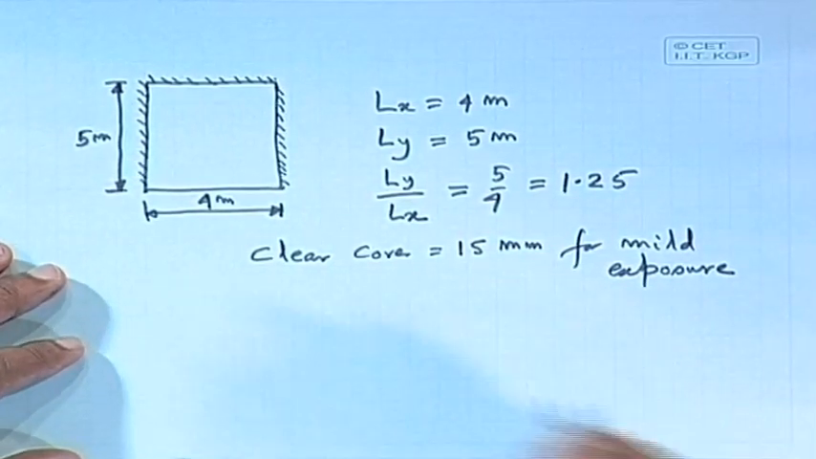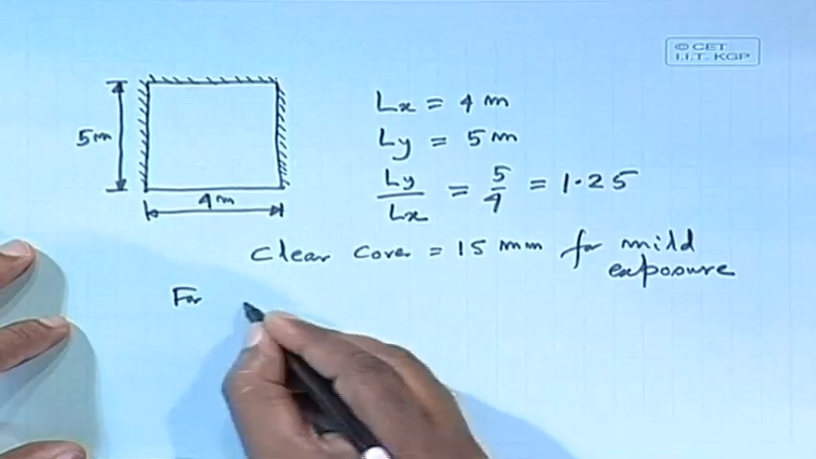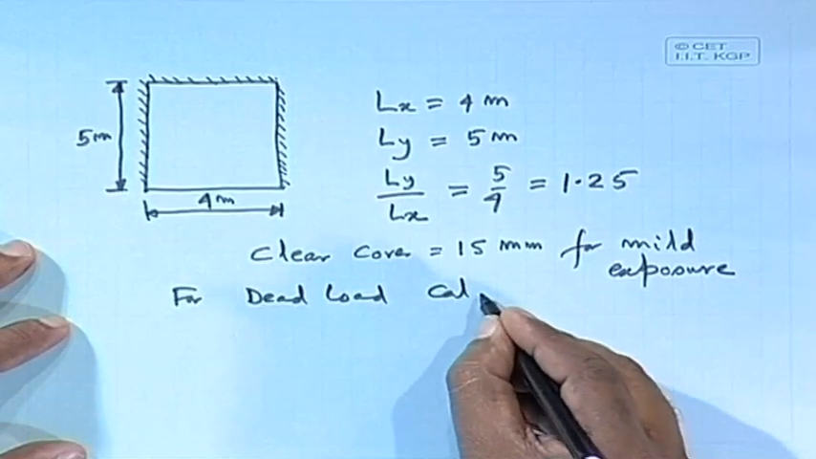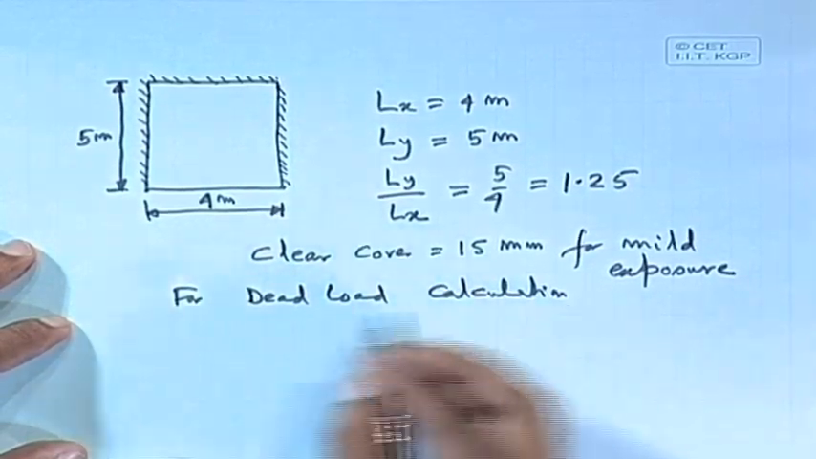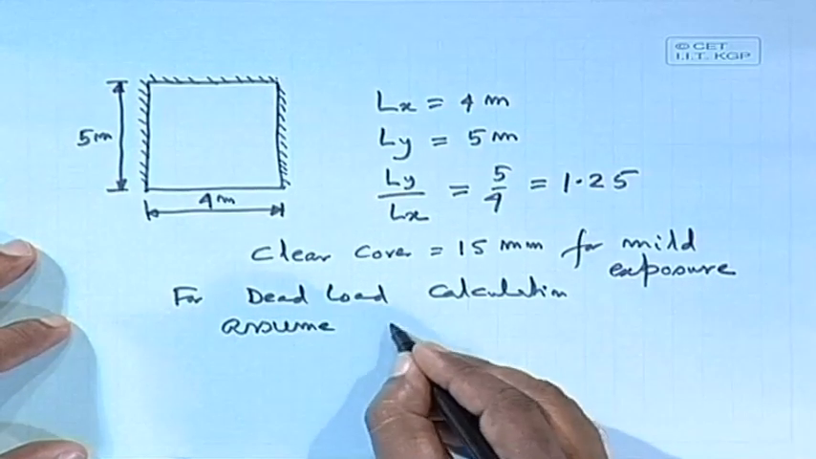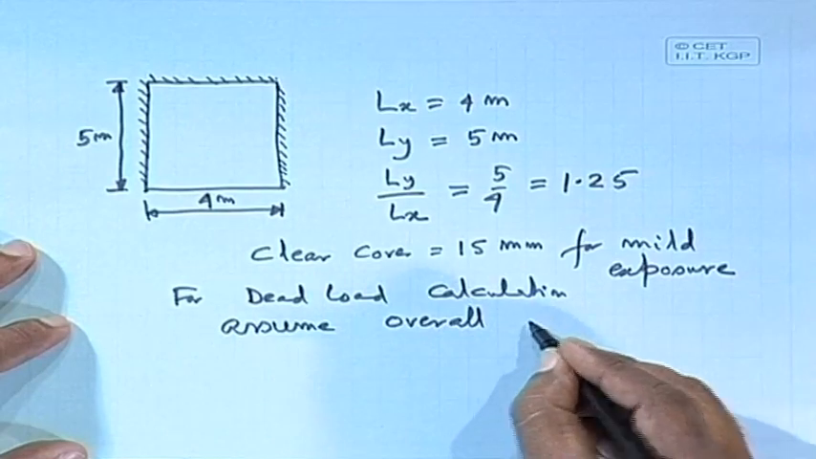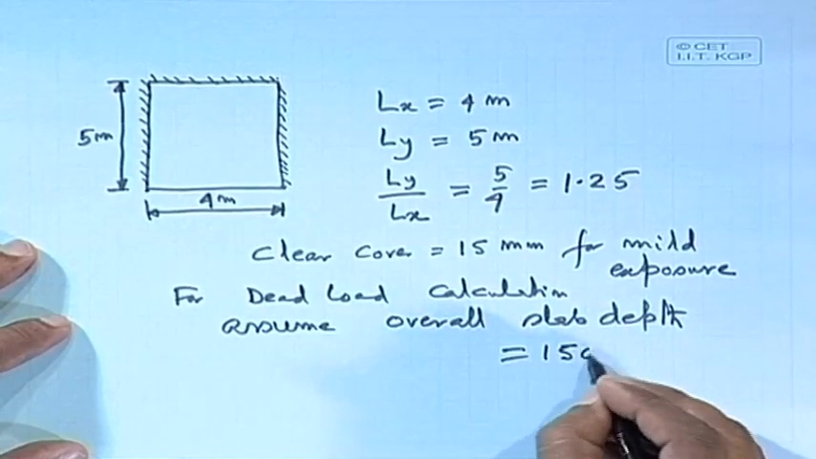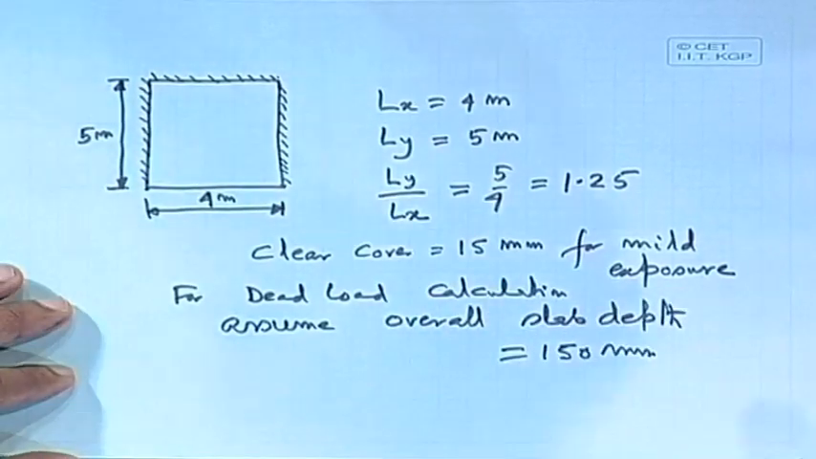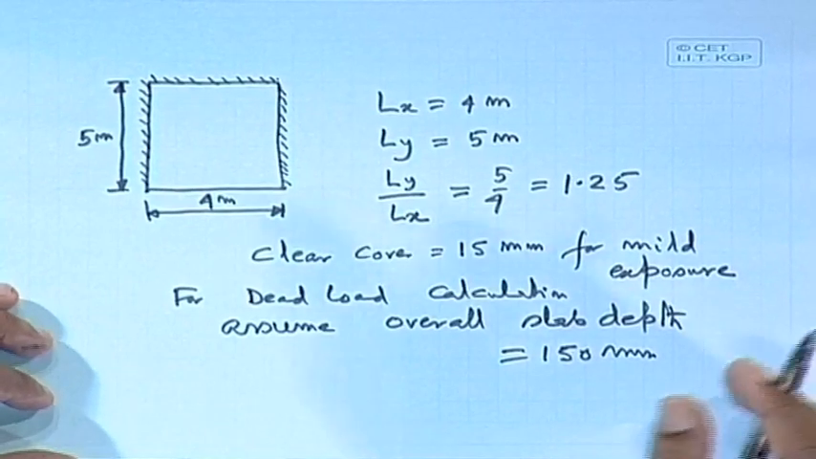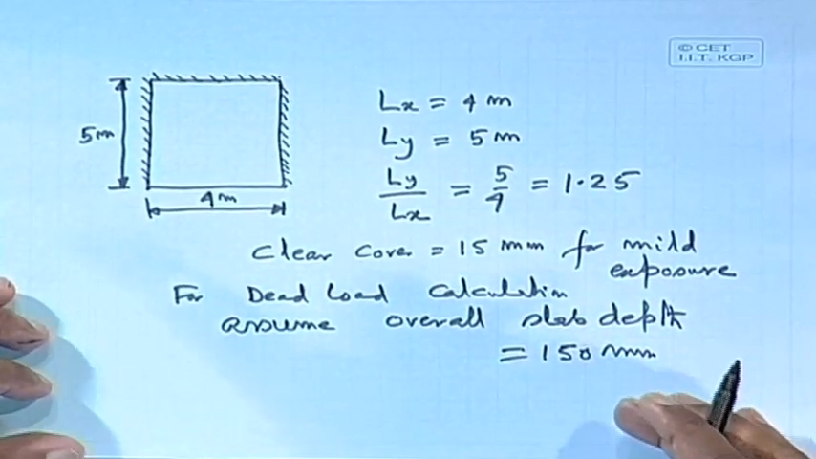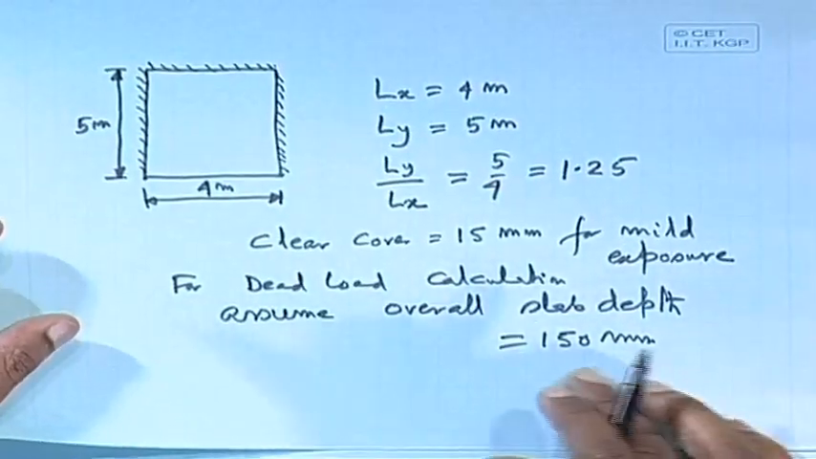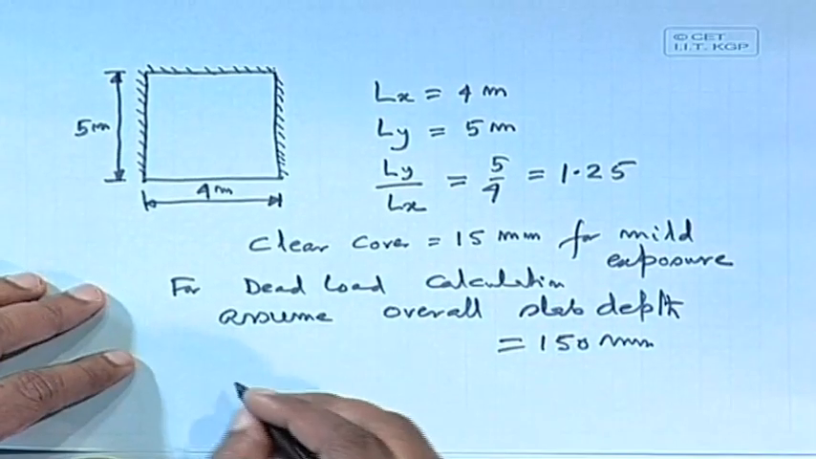Let us take, for your dead load calculation, assume overall slab depth equal to 150 millimeter. We can check later on whether we are getting the exact span by depth ratio or not. So, here we are assuming 150 millimeter. Then we shall find out the design load. So, 150 millimeter is the overall slab depth, and so the effective depth we can also calculate.